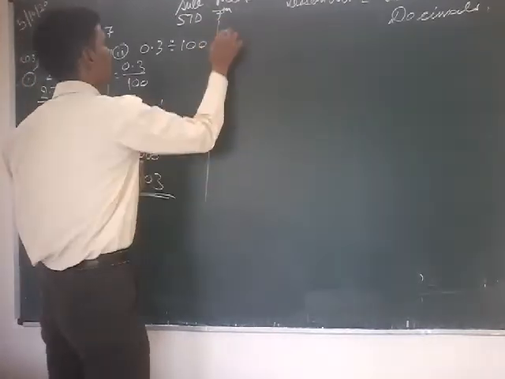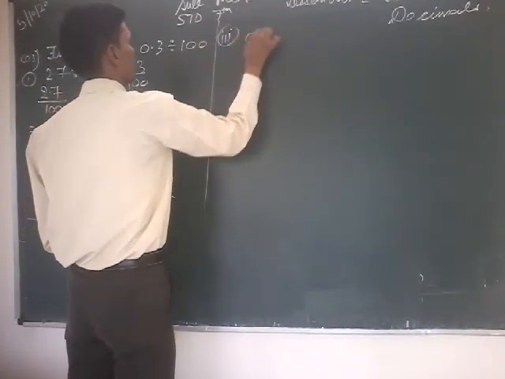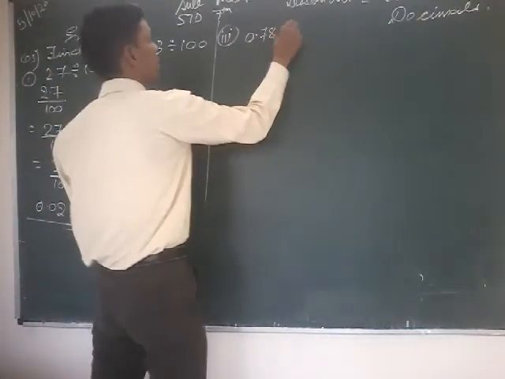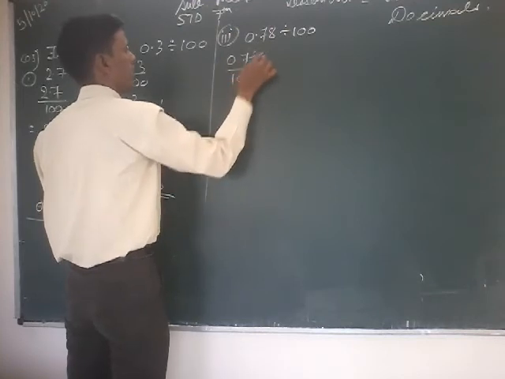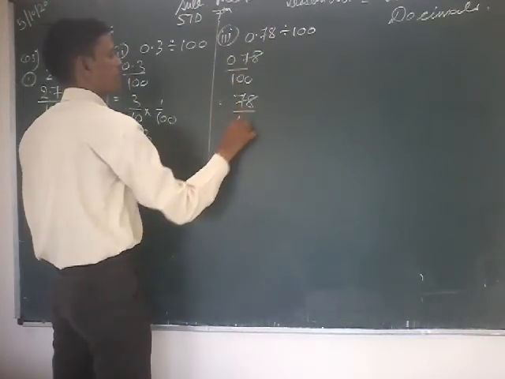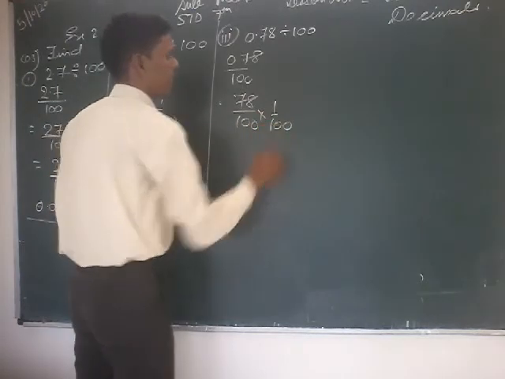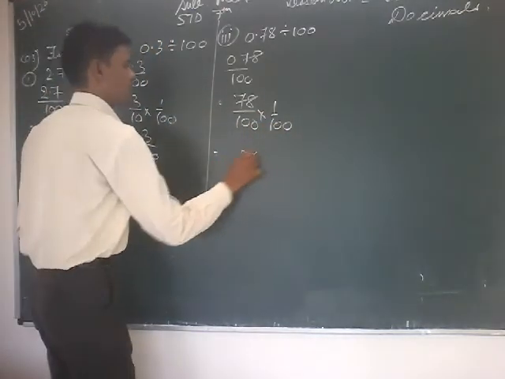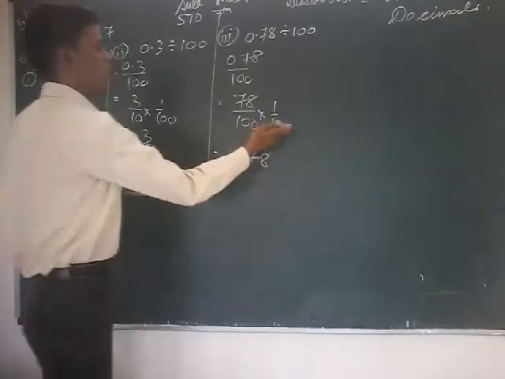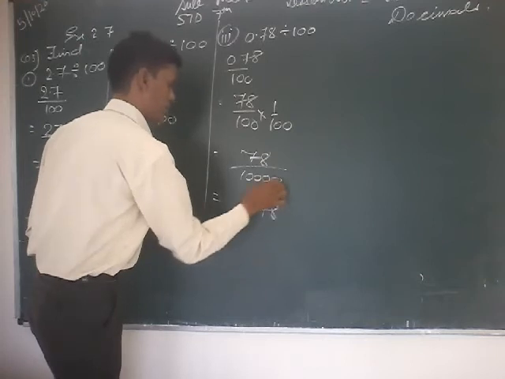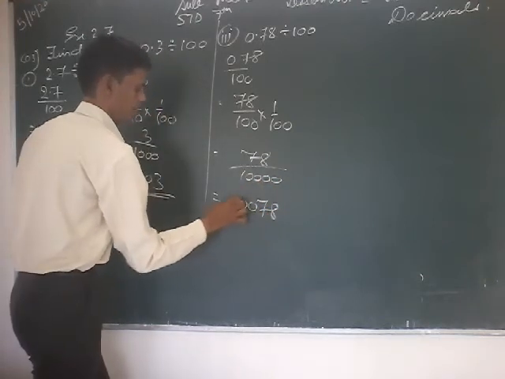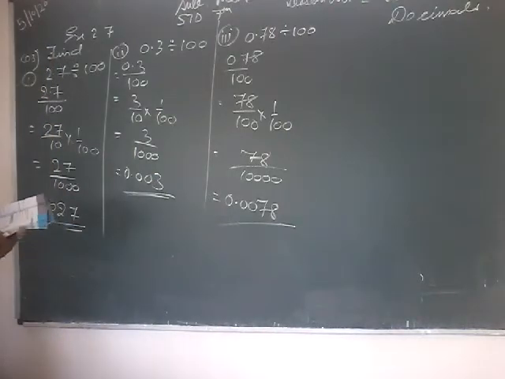In the same way, 0.78 divided by 100. 0.78 upon 100. To remove the decimal, we write 78 upon 100 into 1 by 100. So 78 upon 10000. How many zeros are there? 1, 2, 3, 4. Count 1, 2, 3, 4. This is the answer of this question. The remaining sums you can do in your notebook. I am explaining question number 4 here.